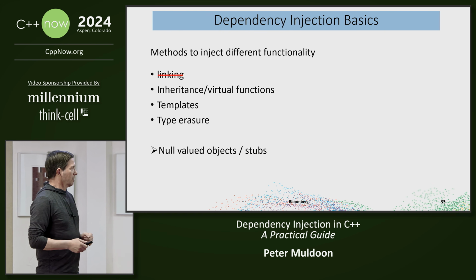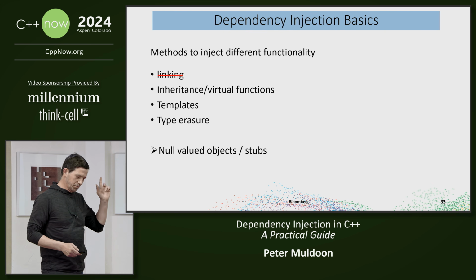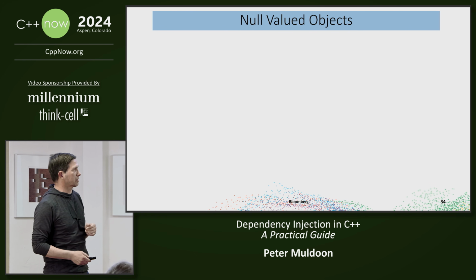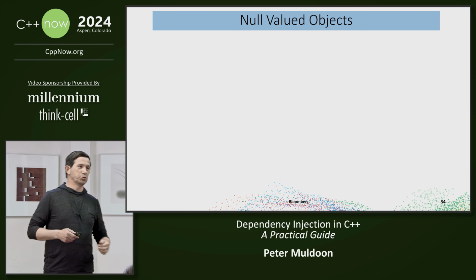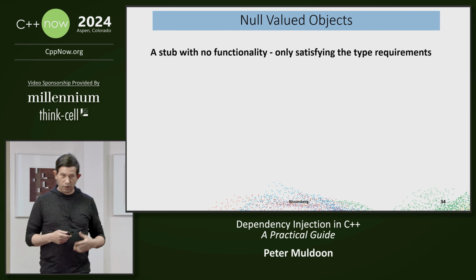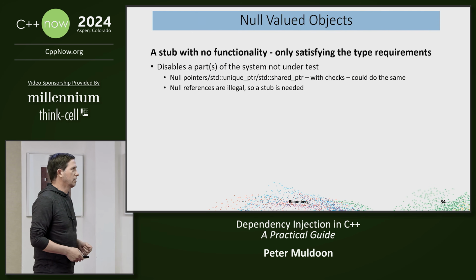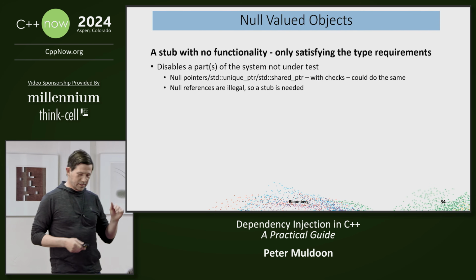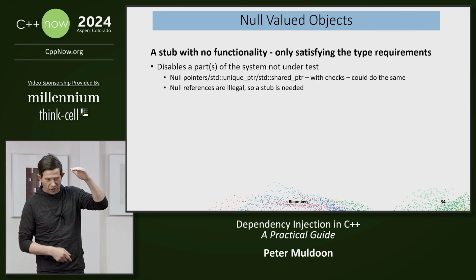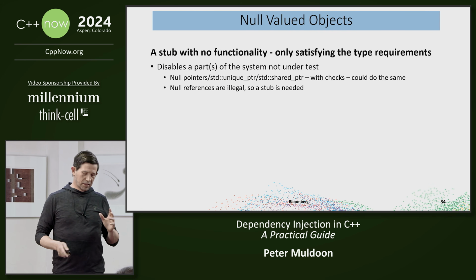Cool, all right. So let's talk about null-valued objects, which doesn't really matter which of the previous you're doing, but null-valued objects are something that shows up a lot when you're doing unit testing. And it's usually a stub or a mock with no functionality. It's only there for type. It only satisfies type requirements, right? And it's there because you don't want to test all of even a function at the one time. You want to test various pieces of it. So you turn things off.